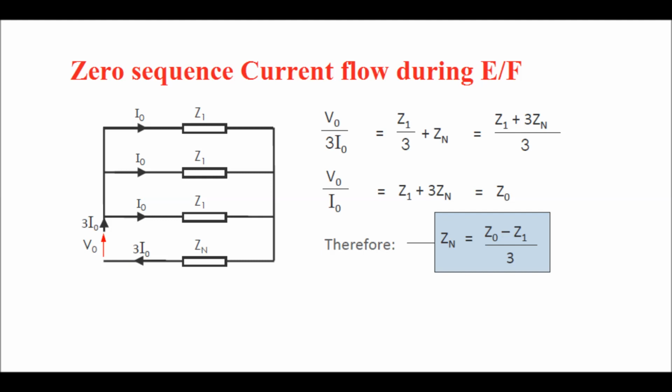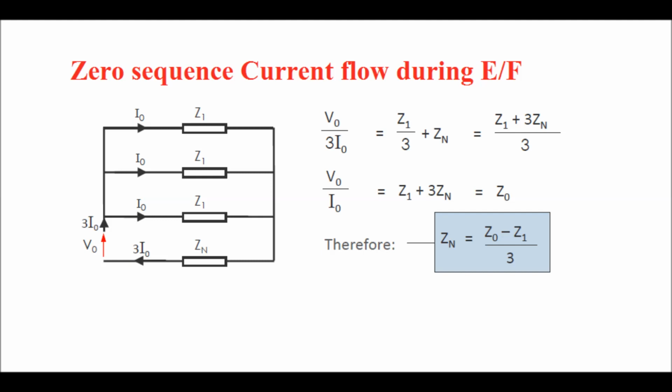V0 is the zero sequence voltage and it is calculated as V0 is equal to Z1 into I0 plus Zn into 3I0, or we can write V0 by 3I0 is equal to Z1 by 3 plus Zn. As Zn is the unknown quantity, our motive is to calculate in terms of Z1 only. So we can write V0 by 3I0 is equal to Z1 plus 3Zn divided by 3.